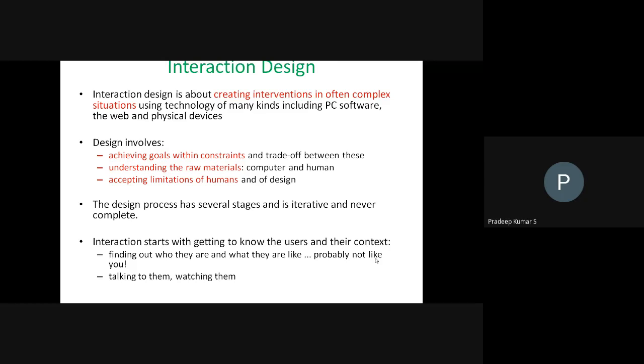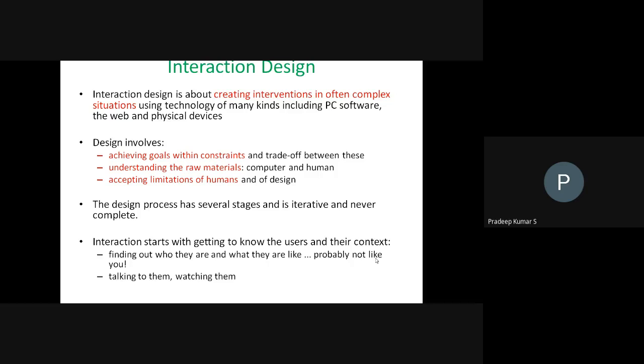Next one. What I told in the previous two slides is not there in the PPT, but this sentence is there in this PPT: interaction design is about creating interventions in complex situations using technology. I told you, the same sentence is there in this PPT. Here the designing is involved. In the exam they will ask how effectively design is involved in the environment. One time they will ask this question.